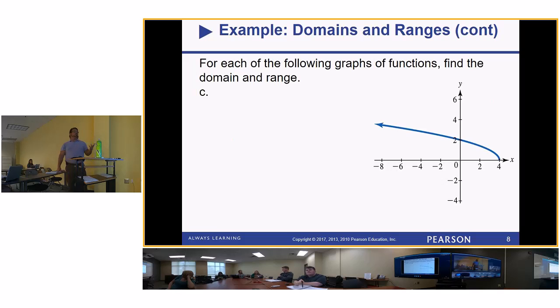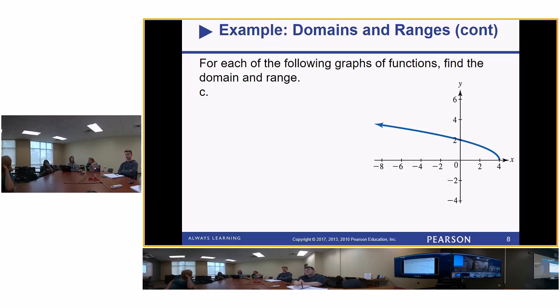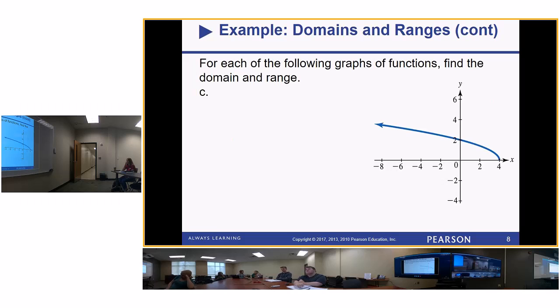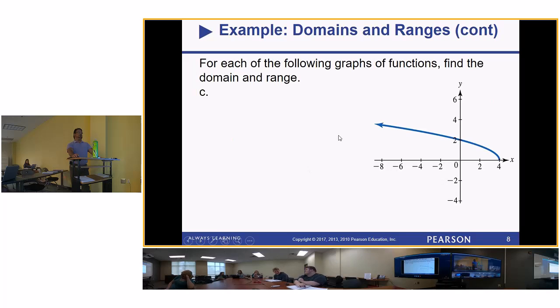All right, what about this one? This one has an arrow on the end of it. So the domain is -infinity to what? 4. What's the range? 0 to what? Infinity. 0 to infinity because it has an arrow on the end of it. Okay. The y-intercept is (0, 2).